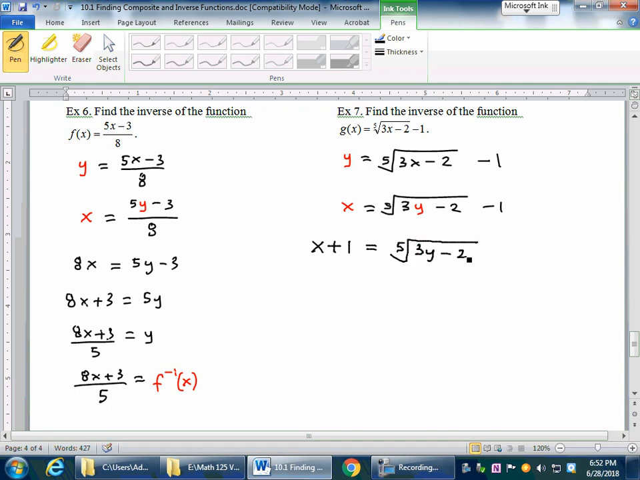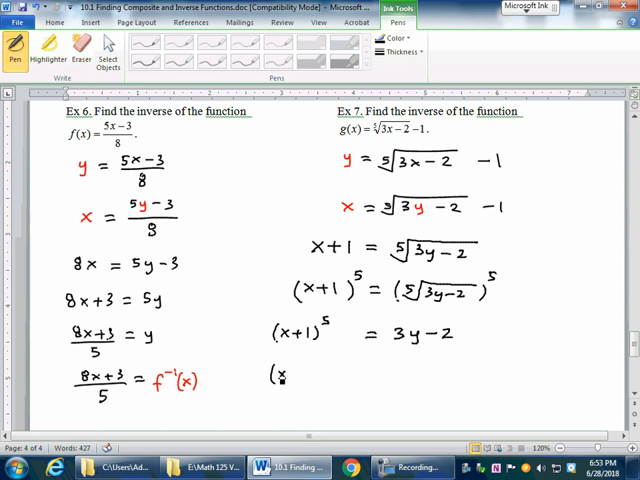And to get rid of this radical, we raise the power the same as the index. This time it's a 5th root, so we raise both sides to the 5th power. So x plus 1 to the 5th power, and then the 5th root of 3y minus 2 to the 5th power. You don't need to multiply it out, you can just write it down. x plus 1 to the 5th power is equal to, the 5th root and 5th power cancel out, it becomes 3y minus 2.